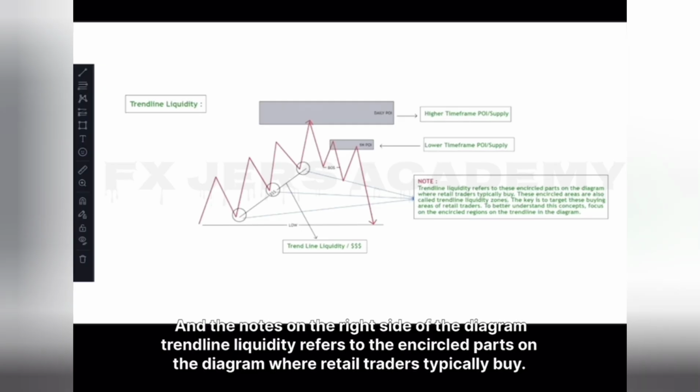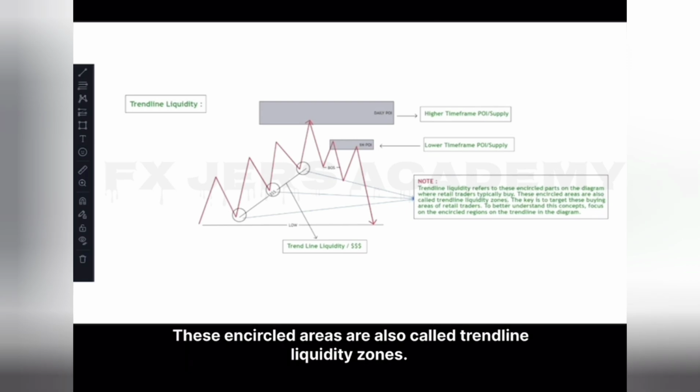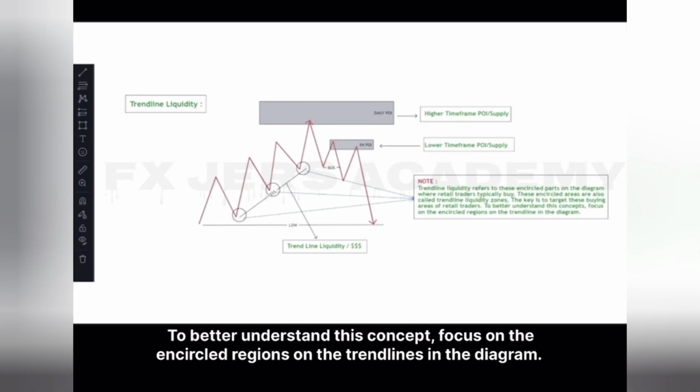And the notes on the right side of the diagram: trendline liquidity refers to the encircled parts on the diagram where retail traders typically buy. These encircled areas are also called trendline liquidity zones. The key is to target these buying areas of retail traders. To better understand this concept, focus on the encircled regions on the trend lines in the diagram.